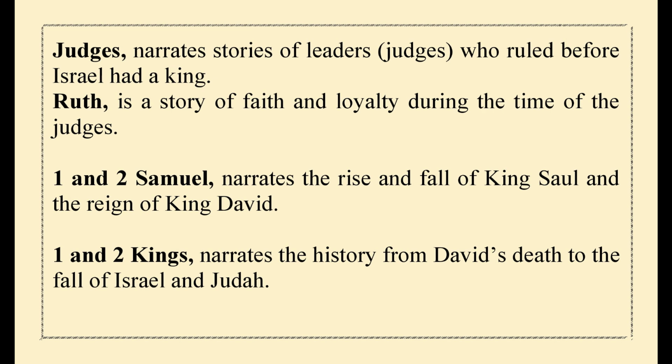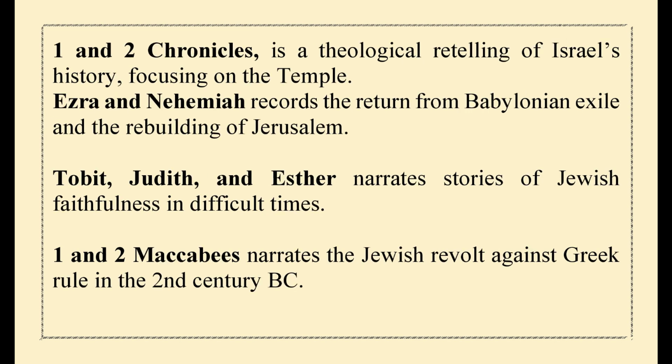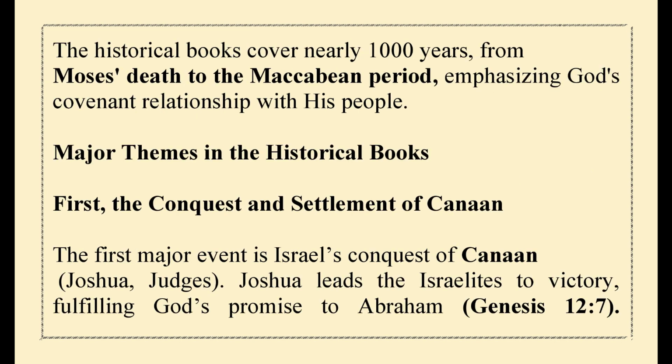1 and 2 Kings narrates the history from David's death to the fall of Israel and Judah. 1 and 2 Chronicles is a theological retelling of Israel's history, focusing on the temple. Ezra and Nehemiah record the return from Babylonian exile and the rebuilding of Jerusalem. Tobit, Judith, and Esther narrate stories of Jewish faithfulness in difficult times. 1 and 2 Maccabees narrates the Jewish revolt against Greek rule in the 2nd century BC. The historical books cover nearly 1,000 years, from Moses' death to the Maccabean period, emphasizing God's covenant relationship with his people.